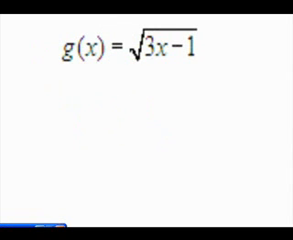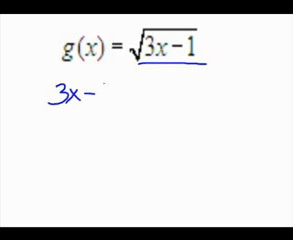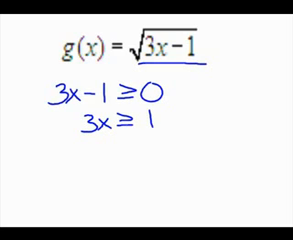Again, it's a square root problem. That means whatever's inside the square root, 3x minus 1, must be greater than or equal to 0. We add over the 1 and divide by 3. In this case, the domain is x must be greater than or equal to 1/3.